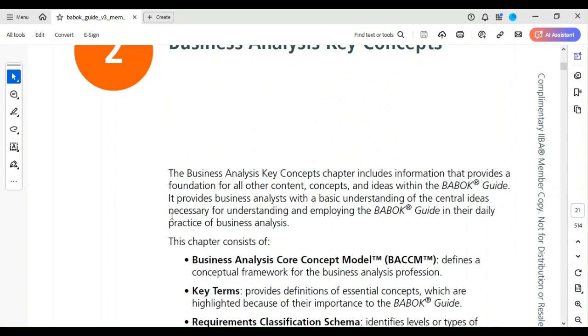It provides business analysts with a basic understanding of the central ideas necessary for understanding and employing the BABOK guide in their daily practice of business analysis. So as a business analyst, it helps you understand the central ideas you need to employ the BABOK guide in your daily practice.